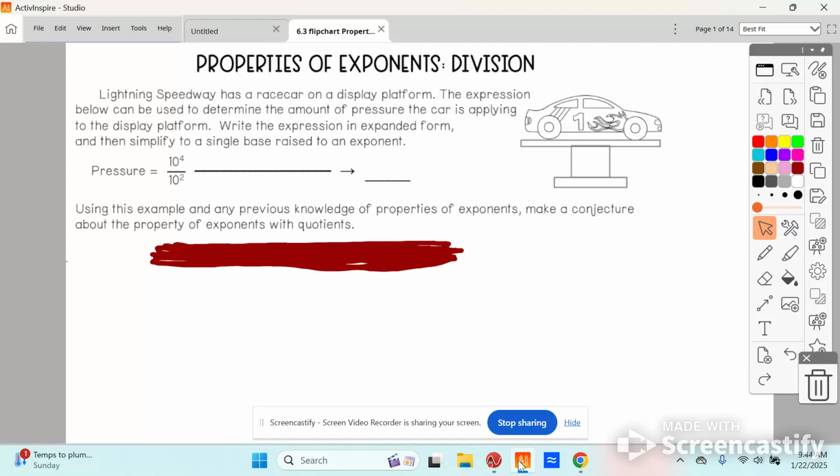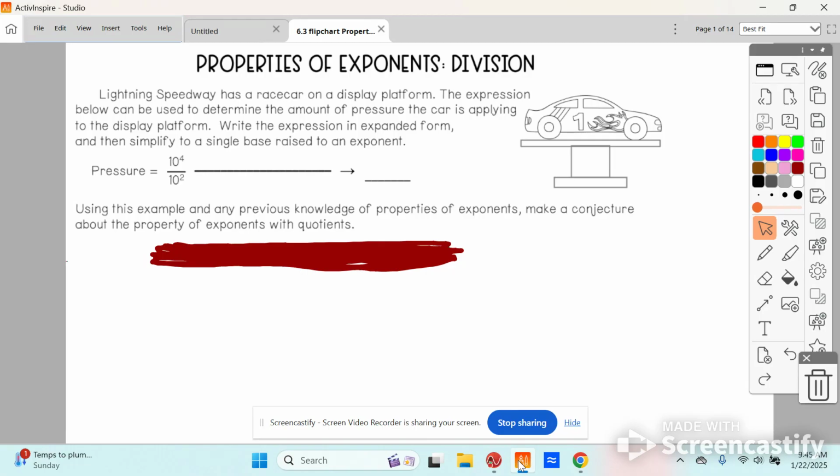Today we're going to be working on the properties of exponents with division. We just completed multiplication, so along the same lines we're going to be working with exponents. The problem says Lightning Speedway has a race car on a display platform. The expression below can be used to determine the amount of pressure the car is applying to the display platform. Write the expression in expanded form, then simplify to a single base raised to an exponent.